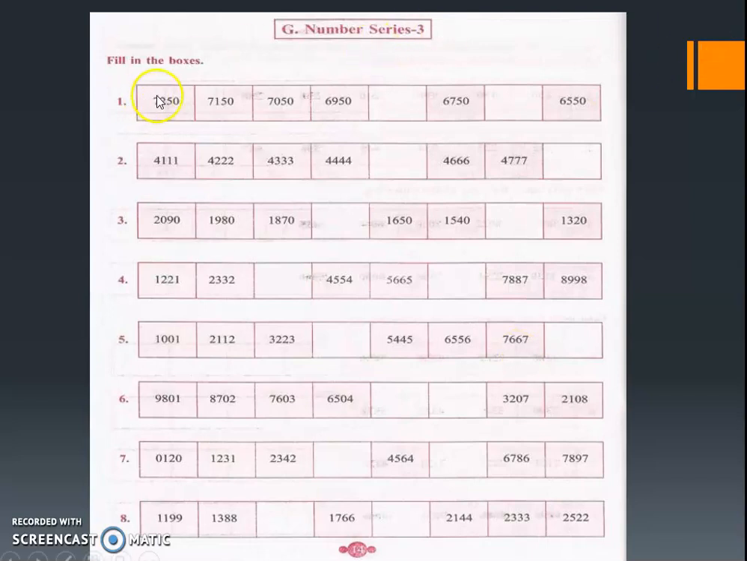So in this, if you are checking 7,250, 7,150, 7,050, when I am reading itself, you would have identified, right? 100 is getting reduced, right? So if I am reducing 100 from 6,950, I will get 6,850. If I am reducing 100 from 6,750, then I will get 6,650. Correct?